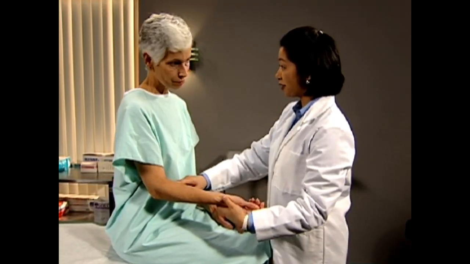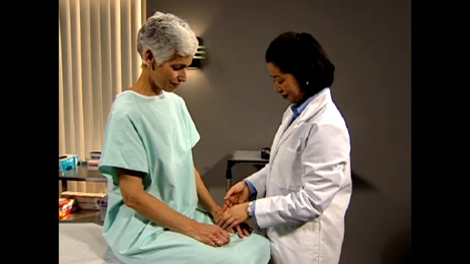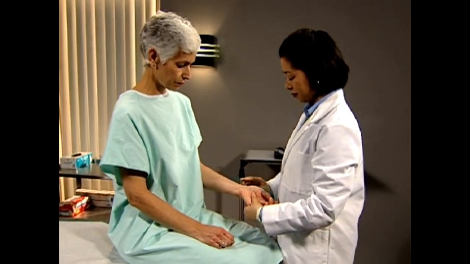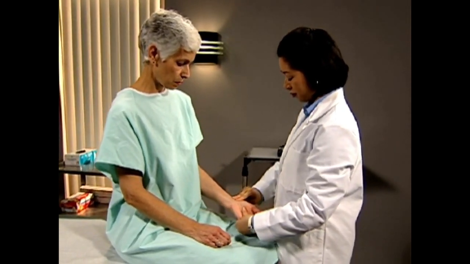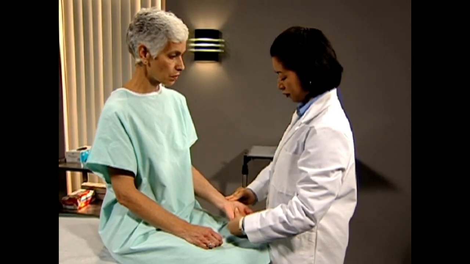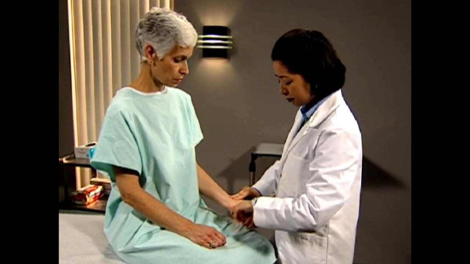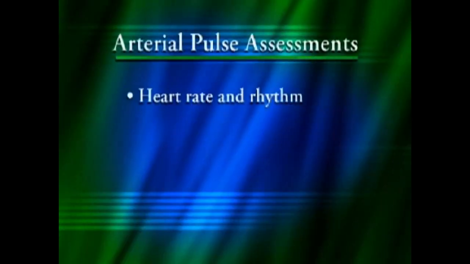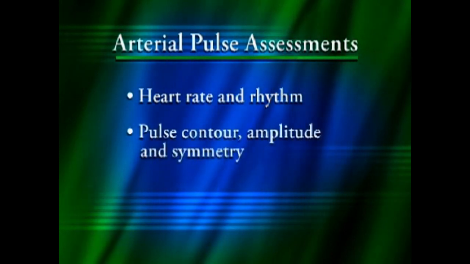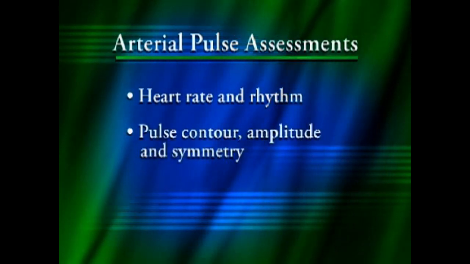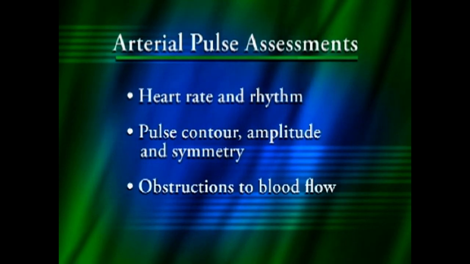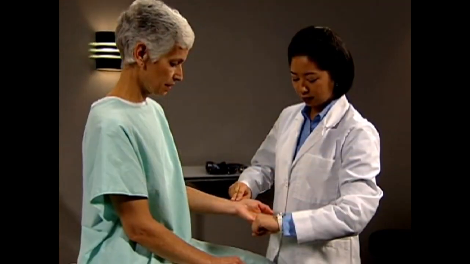Now I'm going to check the pulses in your wrist. Next, palpate the radial pulse, using gentler pressure on the medial and ventral side of the wrist. This is often the best location to assess the heart rate and rhythm, the pulse contour, amplitude, and symmetry, and possible obstructions to blood flow.